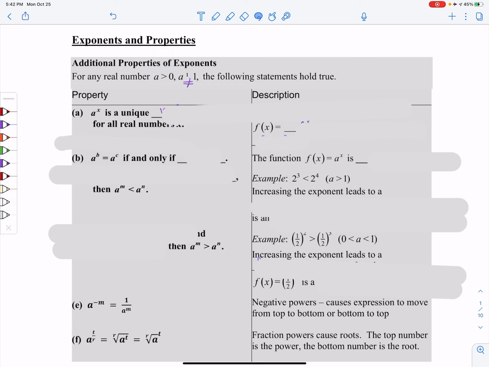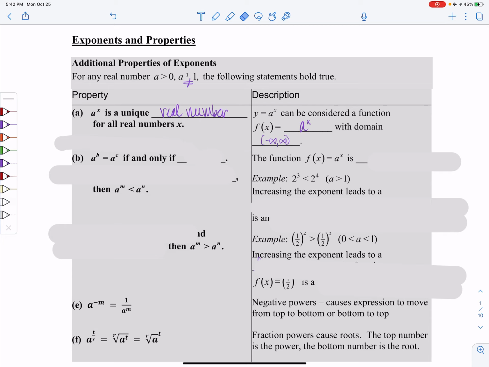The first statement is that A raised to the x power, notice there that my variable is now in the power, in the exponent, is a unique real number. We can write this in 2 different ways. We can say that y is equal to a to the x power, but it can also be considered a function, which is f of x equals a to the x power with a domain of all real numbers.